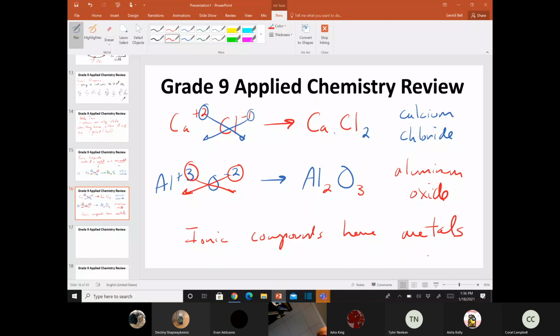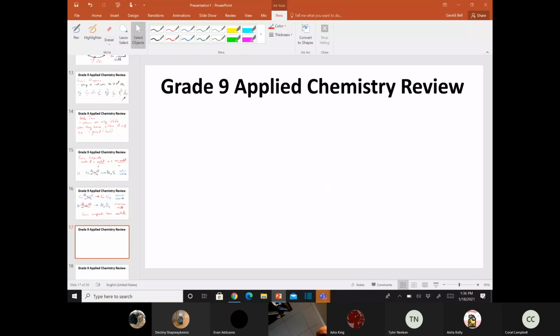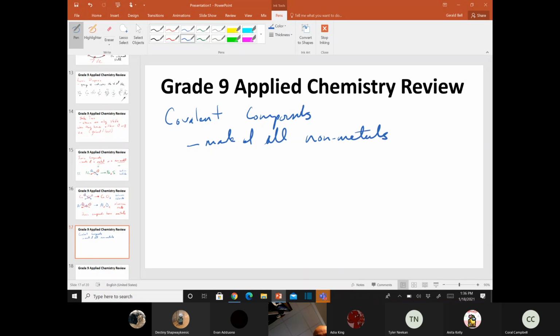Now covalents are a bit different because they're all nonmetals. There's no crossover here. Made of all nonmetals. No crossover. This was the prefix method we needed. Prefix. So to hit those quickly here.